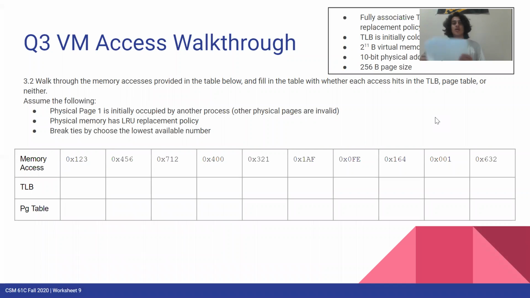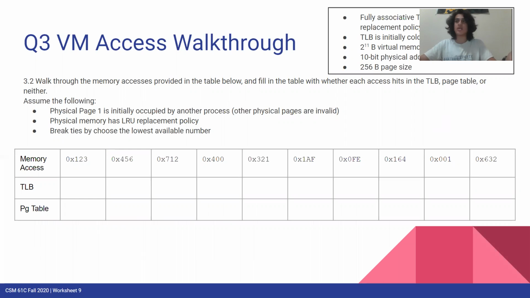Right. So this one kind of walks through a certain amount of memory accesses. I'm only going to do probably the first 3 or 4 and then just show the rest, and hopefully you can do them on your own, because otherwise it would take way too long.